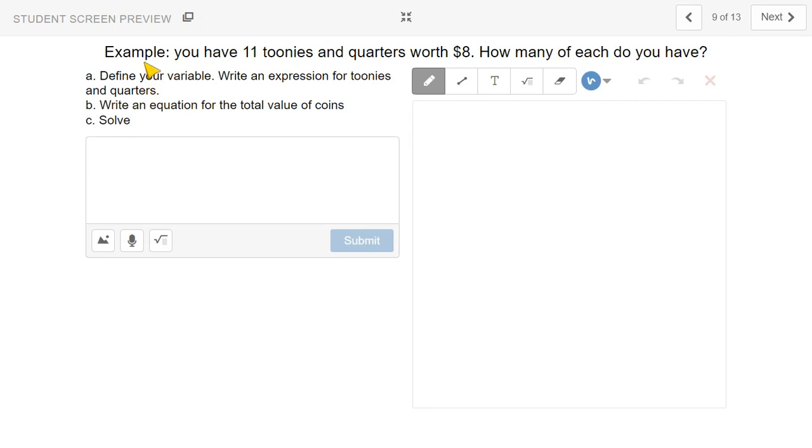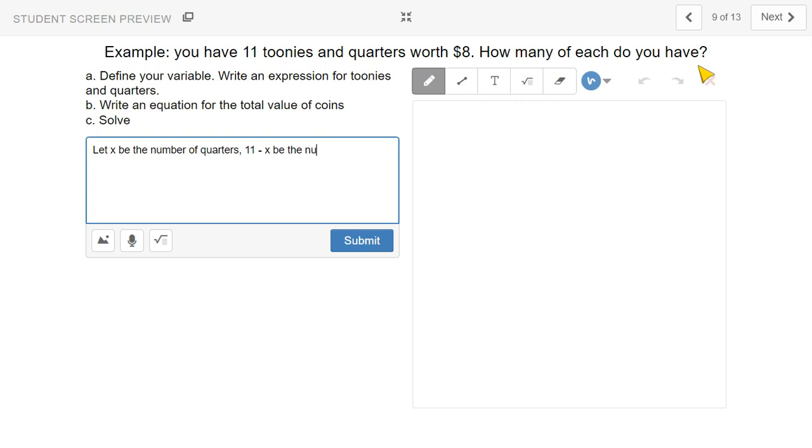Example, you have 11 toonies and quarters worth $8. How many of each do you have? First of all, let's define our variable. We're going to write an expression for the number of coins that we have. So let x be the number of quarters. Now, if x is the number of quarters, then 11 minus x would be the number of toonies.